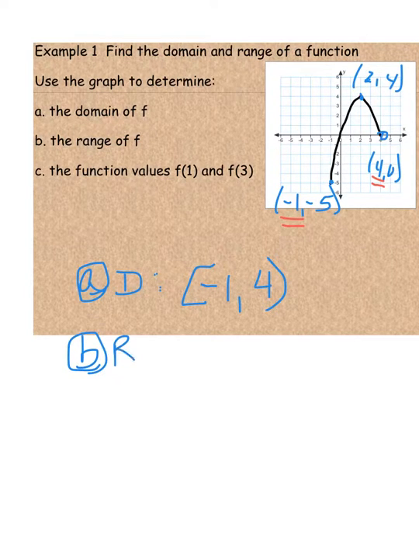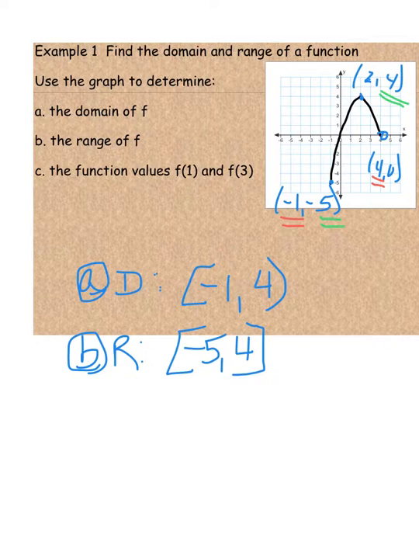For my range, I look at my y values from bottom to top. At the bottom, the first point I come across is -5. If I travel up the y-axis, the last point I get to is 4. So my range runs from -5, which is included, to 4, which is also included, because of those closed circle points on the graph.